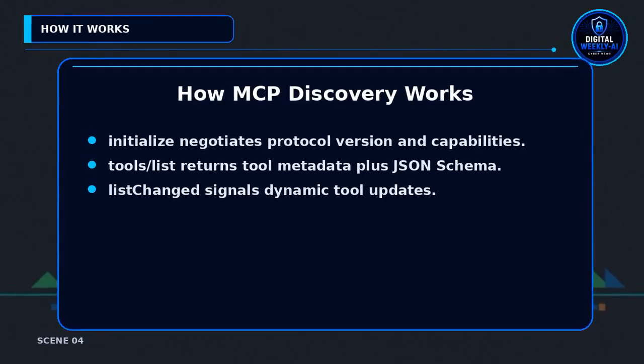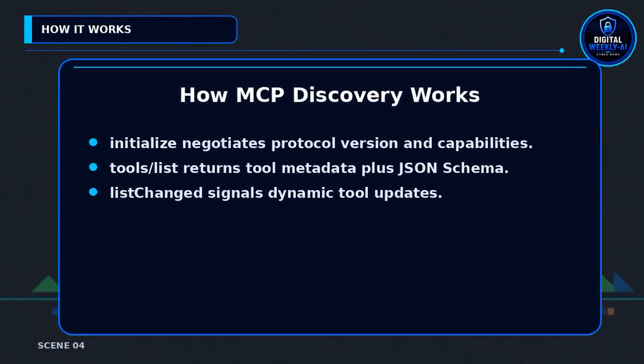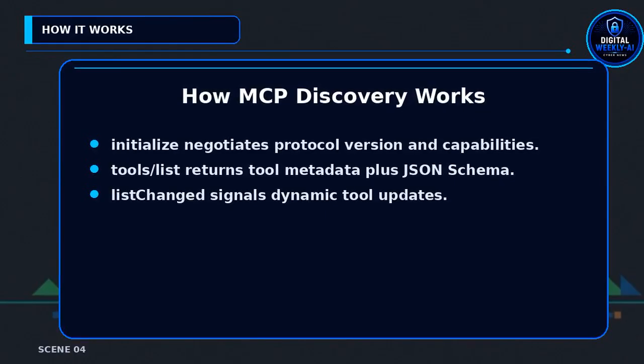How MCP discovery works in practice. The client sends initialize with version and capabilities. The server replies with its capabilities. The client calls tools/list. The server returns an array of tool objects with name, description, input JSON schema, and optional output schema. List change lets servers notify clients about updates.